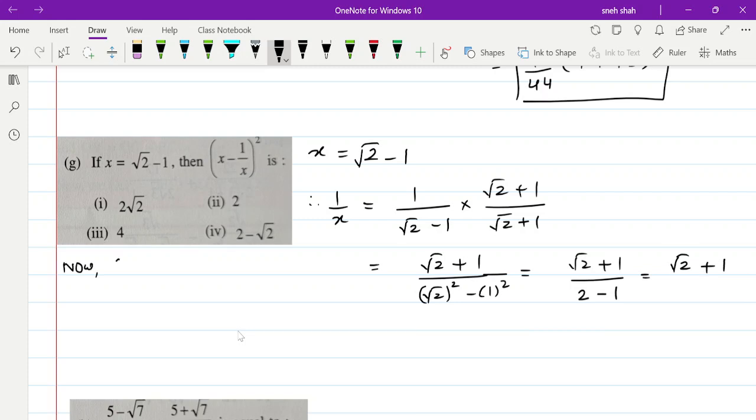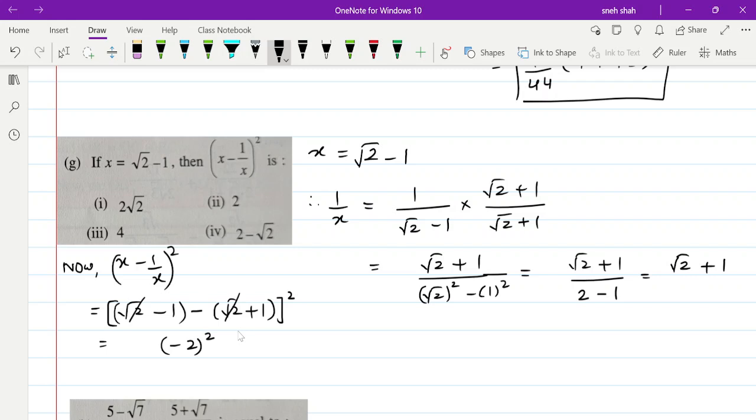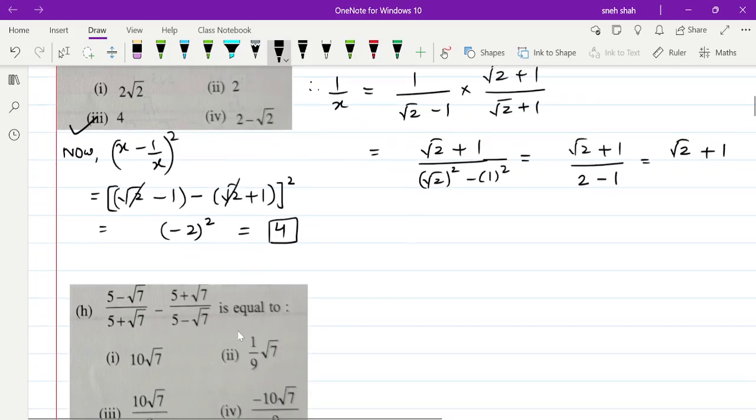So now for (x minus 1 upon x) the whole square, we will just substitute the values of x and 1 upon x. x being root 2 minus 1, minus 1 upon x being root 2 plus 1. So when we open this bracket up, we will get that this root 2 and this root 2 will cancel out and we are left with just minus 2 square, which is equal to 4, which should be the final answer. Hence, the third option is the correct option.